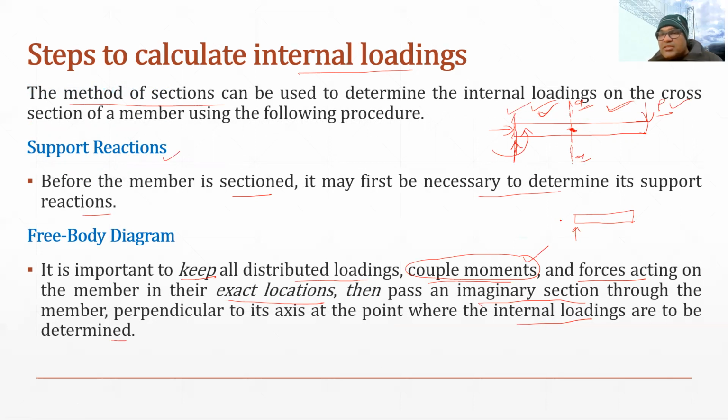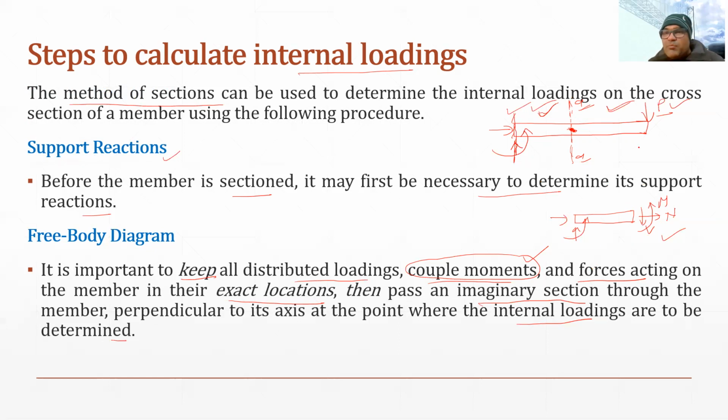So one is the vertical reaction, horizontal reaction and the moment reaction. Similarly, on the face AA, on the point AA, there will be three internal loadings. One will be in the form of normal force, second will be in the form of shear force V, and the third will be in the form of resultant moment M. So that becomes the free body diagram of the left hand part.